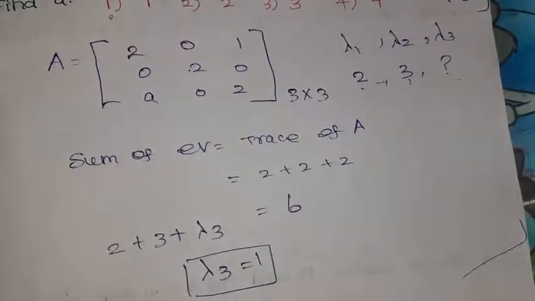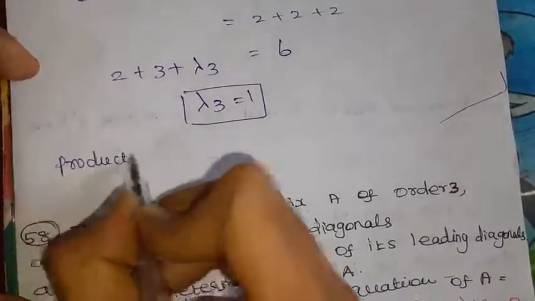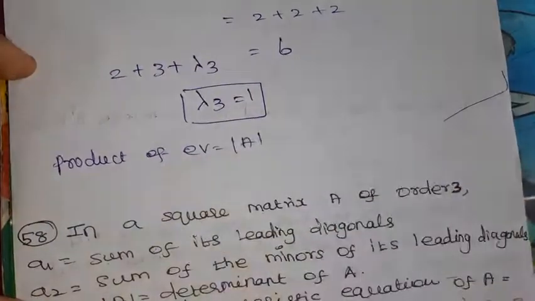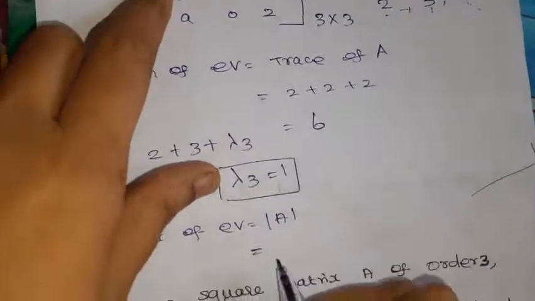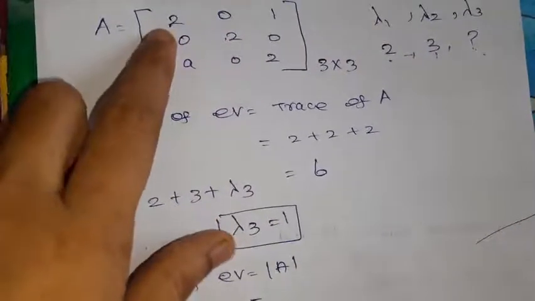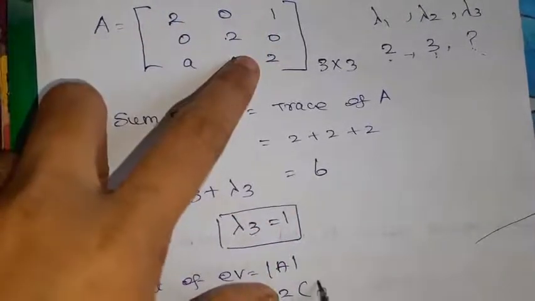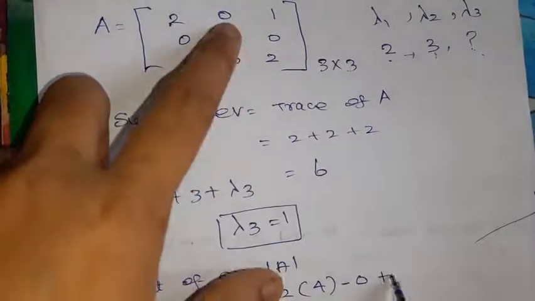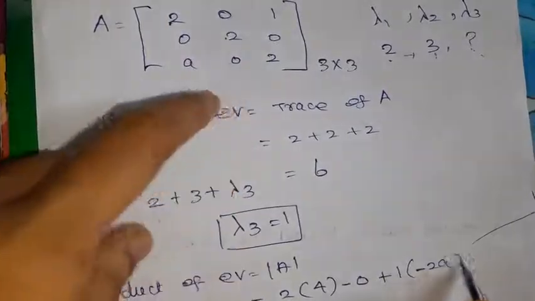How can you find? We know one more property: product of eigenvalues is nothing but determinant of A. Just find out the determinant value for this. Okay. 2 into 4 minus 0, this is 0 only, plus 1 into minus 2a.